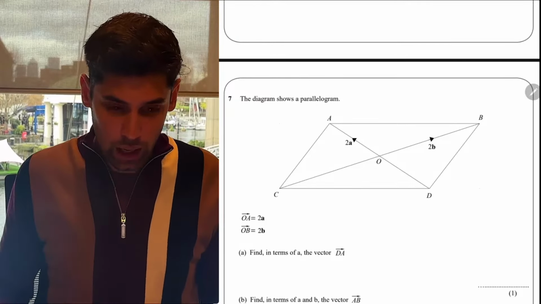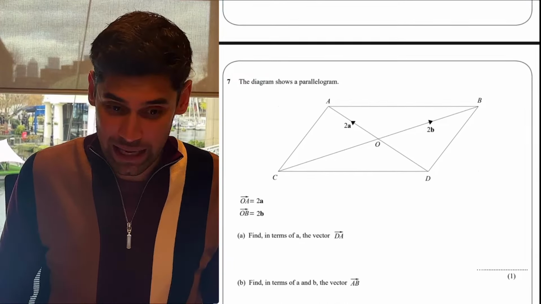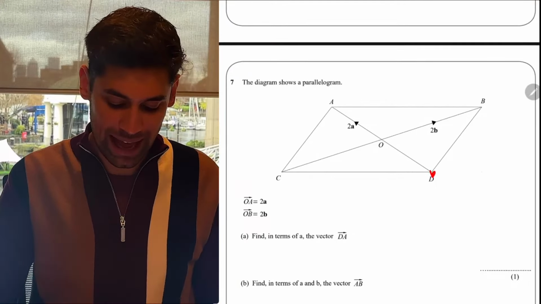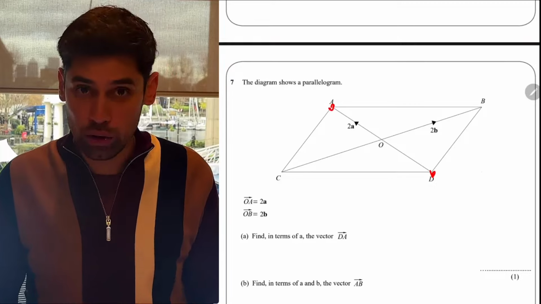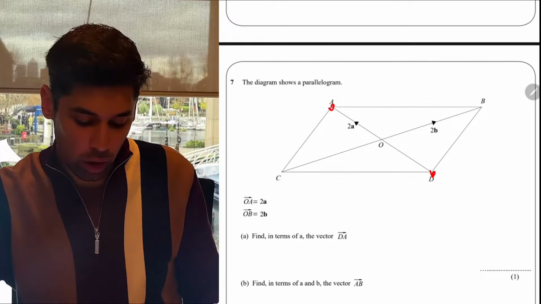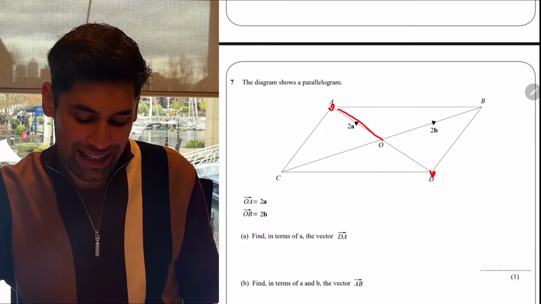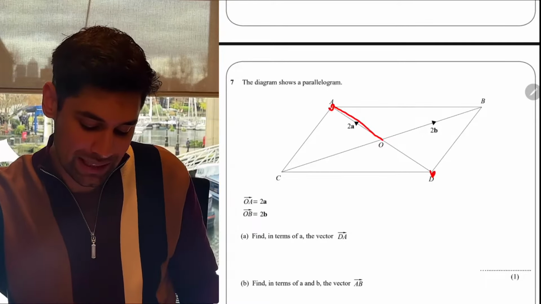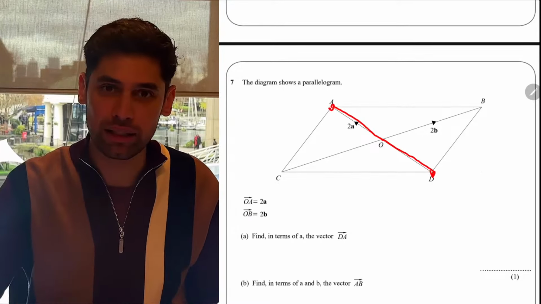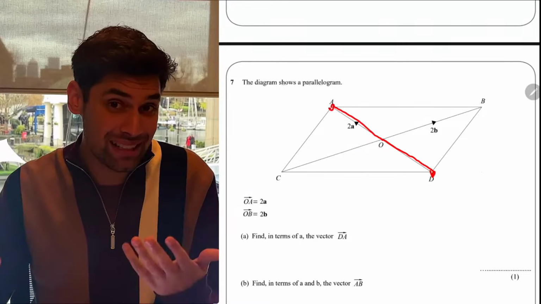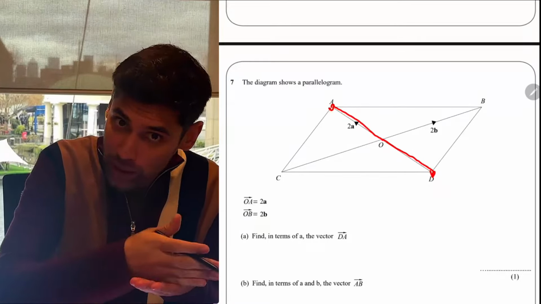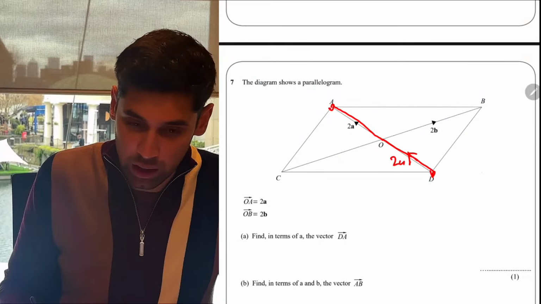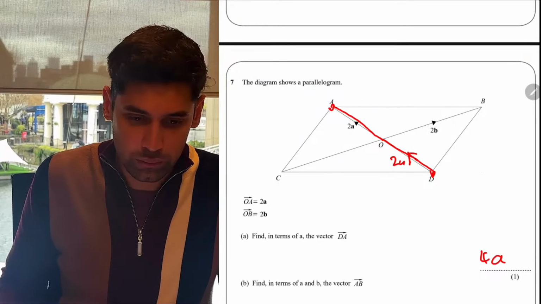So, find in terms of vector A, the vector DA. How do we get from D to A using only lines with arrows on? Well, because we are told that OA is 2A, and O is the midpoint, that means DO is exactly the same vector. It's obviously going in the same direction, and it is the same length because O is the midpoint. So this is also 2A, meaning the answer is 4A.